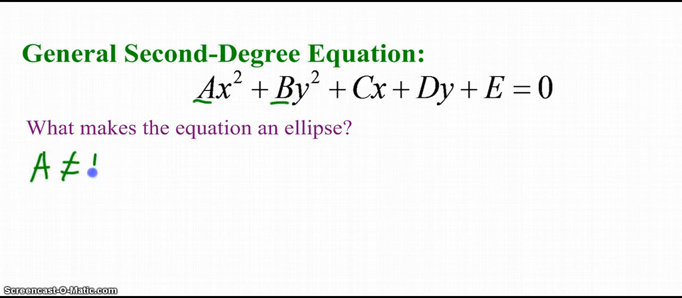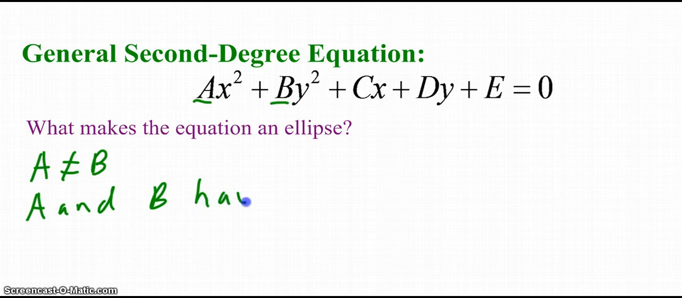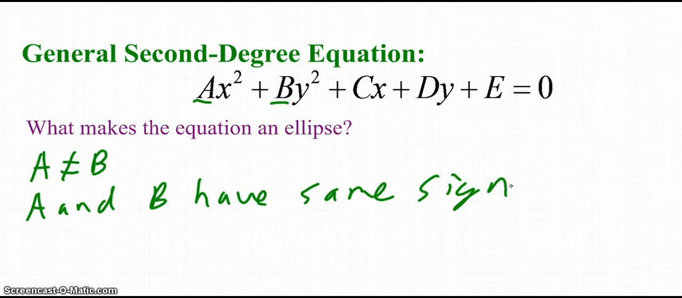A does not equal B, but A and B have to have the same sign. So they either both need to be positive or they both need to be negative, but they cannot equal each other. If they equal each other, then it's a circle.